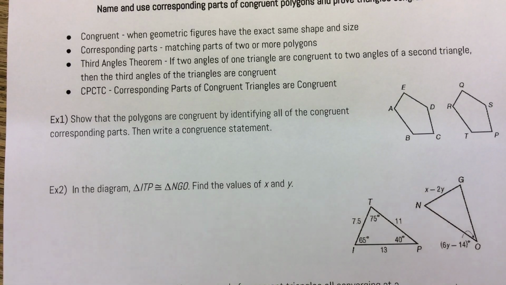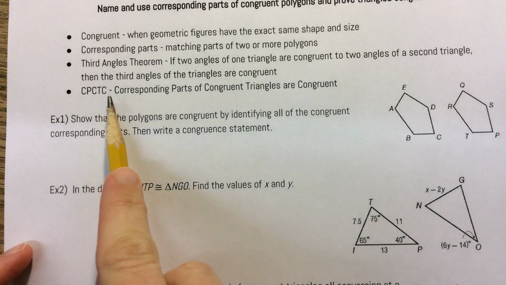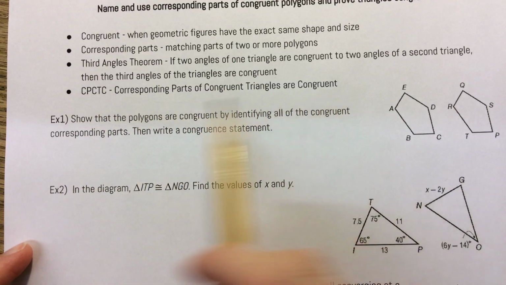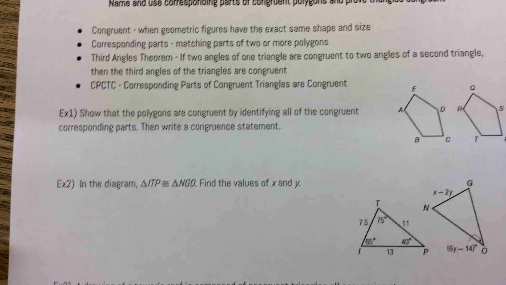Corresponding parts are the matching parts of the congruent polygons. The third angles theorem says that if two angles on one triangle are congruent to two angles on a second triangle, then the third angles are congruent. And CPCTC stands for corresponding parts of congruent triangles are congruent, and this is something we'll use in proofs.